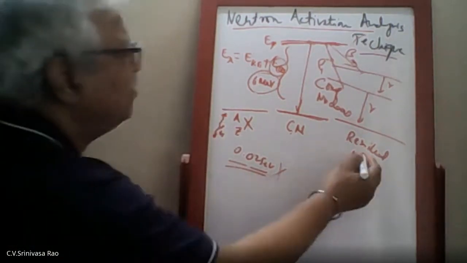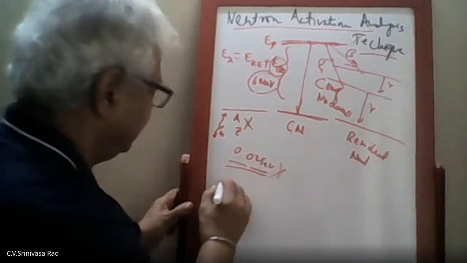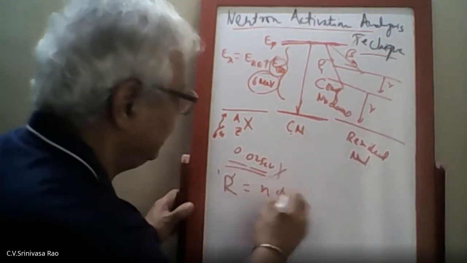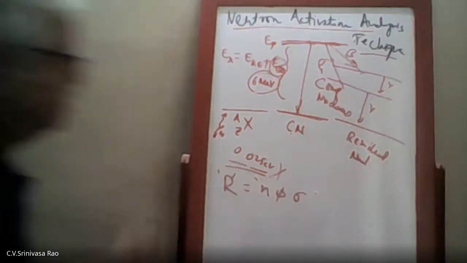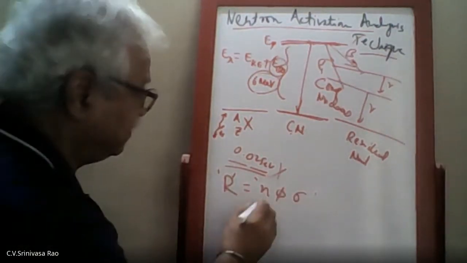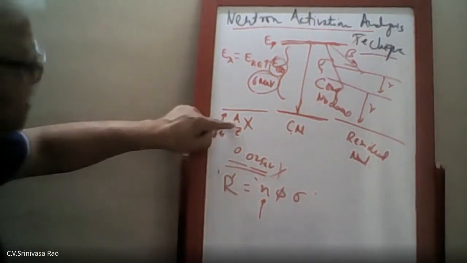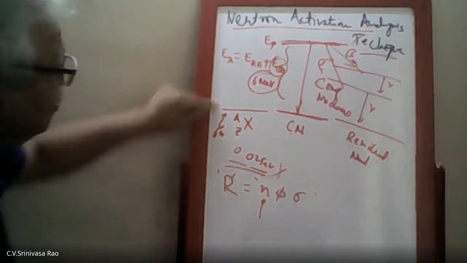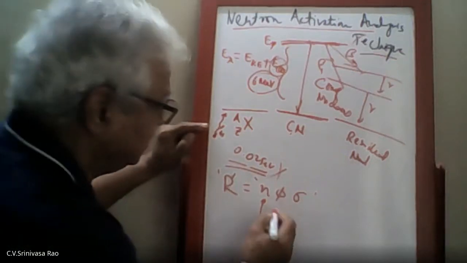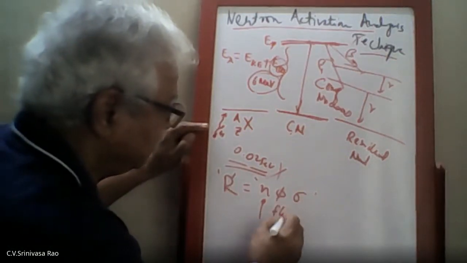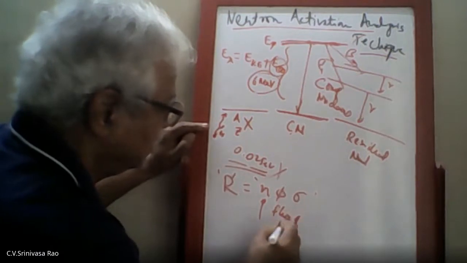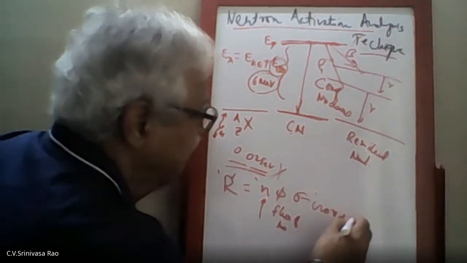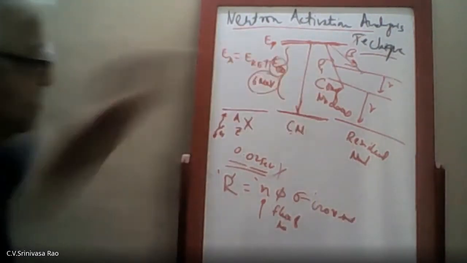So basically the amount of reactivity is N, phi and sigma. N is the number of nuclei of this target, phi is the flux of neutrons, and sigma is the cross section for this particular reaction to take place.